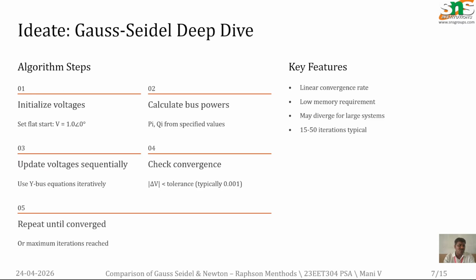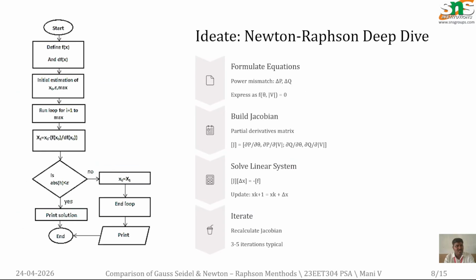Here we use the Y-bus formation for a number of iterations. After that, we check the convergence, that is, whether the determined change in voltage is less than the tolerance or not. Once that is done, we go to the next step, and we repeat until convergence occurs or the maximum iteration is reached.